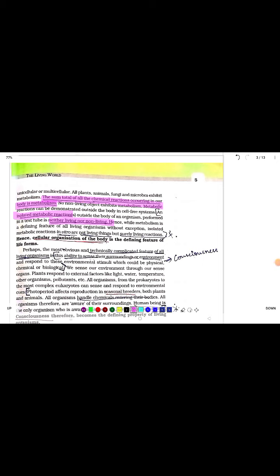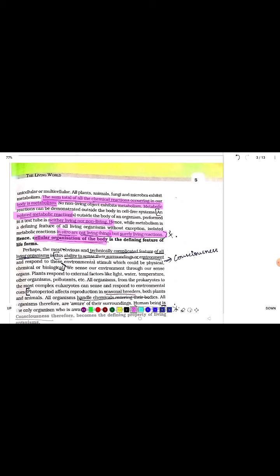Next, in vitro reactions are not living things but surely a living reaction. Hence, while metabolism is a defining feature of all living organisms without exception, isolated metabolic reactions in in vitro conditions are not living things but surely a living reaction. That is, the reactants or products that we input or get are not a living thing, but the reaction is surely a living reaction. This point is very important, and hence the cellular organization of the body is the defining feature of the life form.